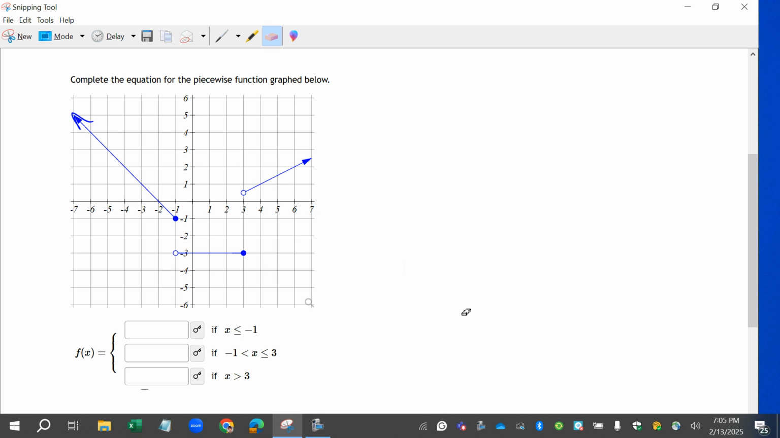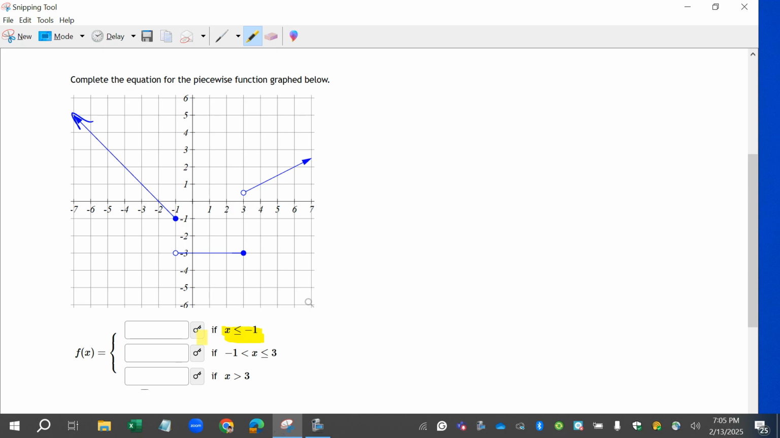Complete the equation for the piecewise function graphed below. So this is kind of different for a lot of students. You're used to seeing just one equation for a function or just one line graphed for a function. But this situation has our function split up into pieces, and those pieces have to do with what the x values are in that region of the graph.